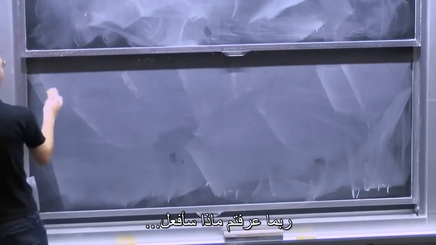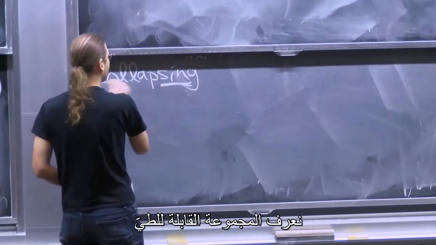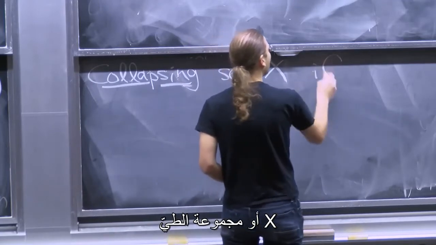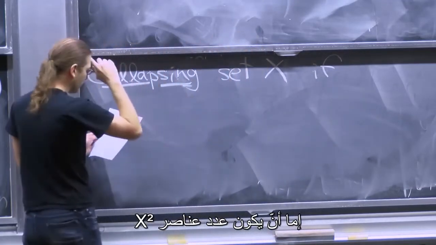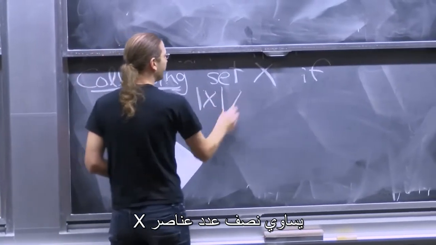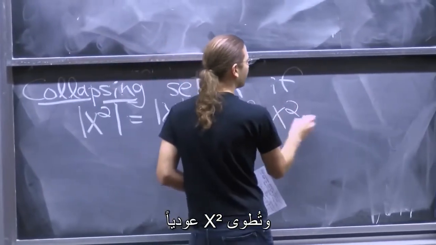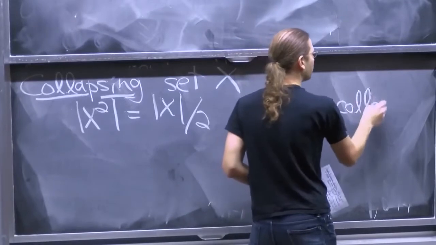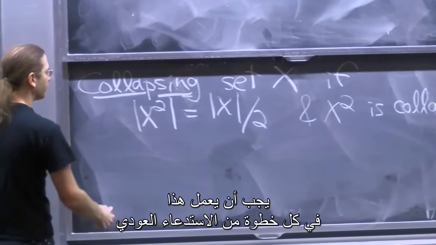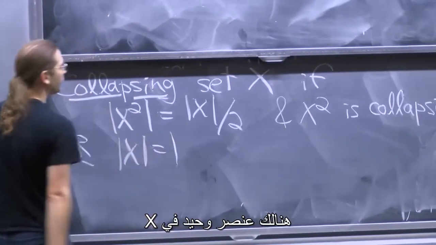You're all anticipating what's going to happen, but I'm going to say a set x is collapsing if either the size of x squared is the size of x divided by 2, and recursively x squared is collapsing. So I need this to work all the way down the recursion, or I need a base case, which is just x equals 1. There's a single item in x.